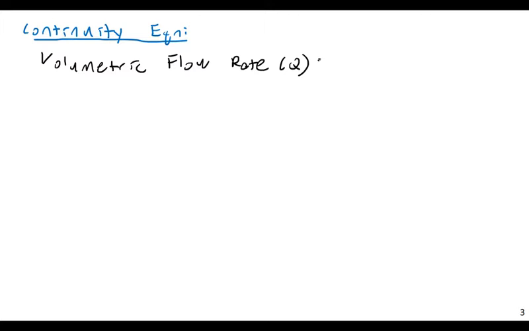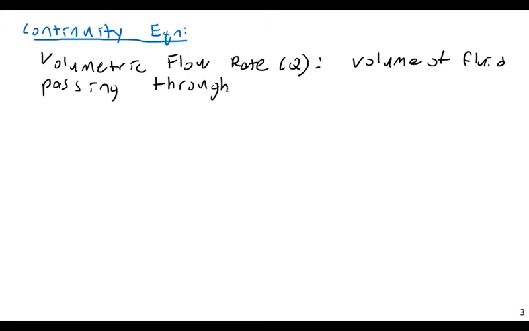Volumetric flow rate Q, I don't know if we've ever directly defined it, but it is, of course, the volume of fluid passing through a control surface with time. So we've seen it before, but this is how it connects to control surfaces. A volumetric flow rate is the amount of fluid, the volume of fluid per second or per hour, whatever it is, passing through a control surface per unit time.